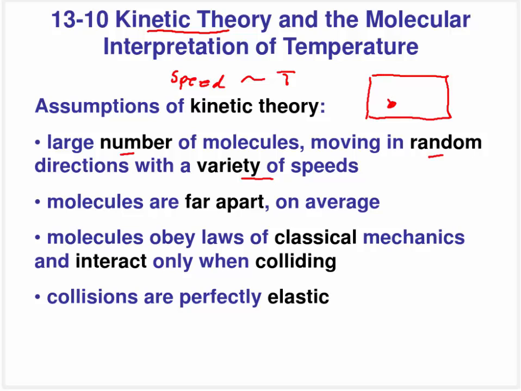So here we might have an atom going in that direction with that speed, here we might have one going a lot faster in that direction, and so on and so forth, slower, different directions. We'll say that on average they're far apart and they're not going to have any gravitational attraction, so they only interact when they're colliding, and when they do so, collisions are perfectly elastic, and what that means is that their kinetic energy is going to be conserved. Now, this isn't quite true for the real world, however it's close enough for this class.